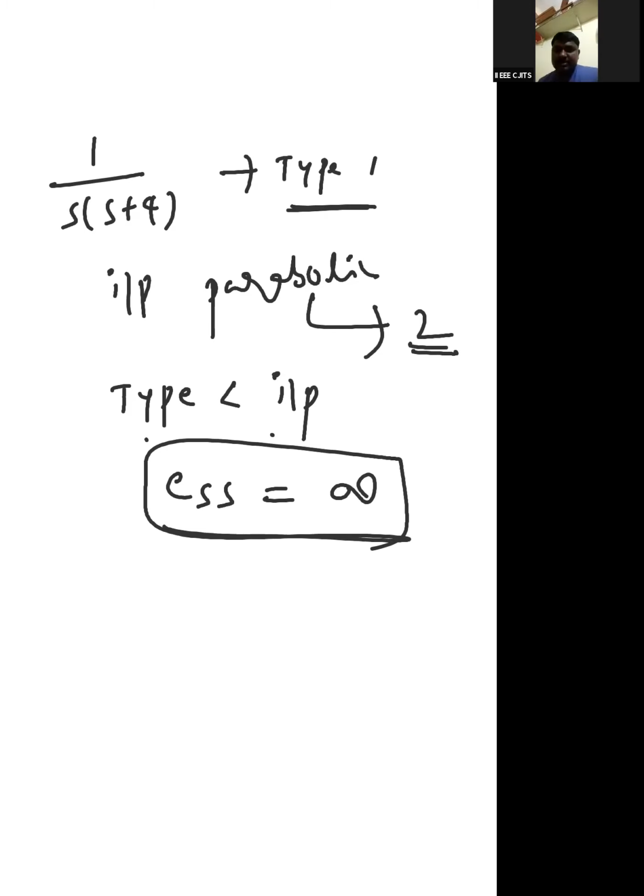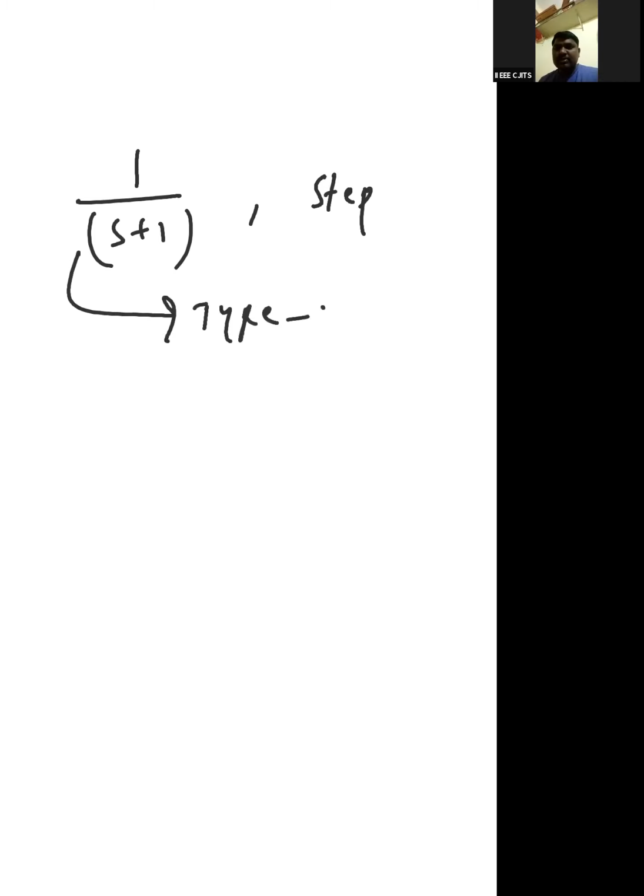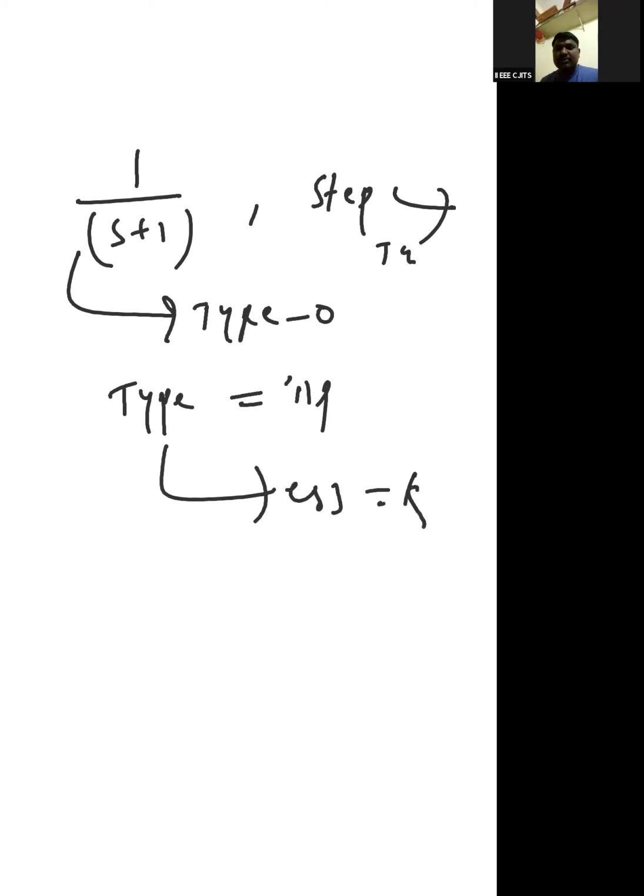This type of question. For example, the system is 1 by s plus 1 only, and the input is step 1. In that case, here the type is 0, and step input also we discuss with type 0. Therefore, the type is equal to the input, so definitely the steady state error will come to some value. This type of question will be asked.